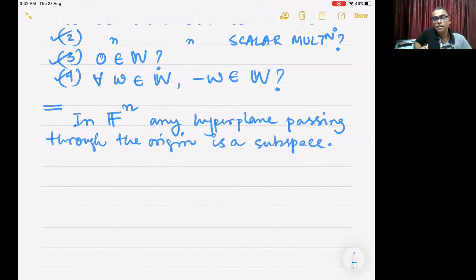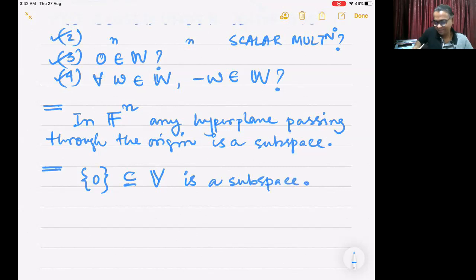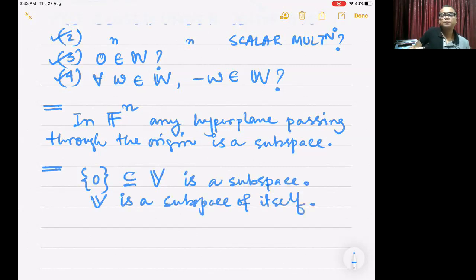In R3, any line passing through the origin, any plane passing through the origin, all of them are subspaces. There are 2 trivial subspaces, namely just the 0 vector, that set as a subset of V is a subspace always. You can check that it satisfies all the properties, although trivially. And of course, V is a subspace of itself. These two are, as they say, trivial subspaces.